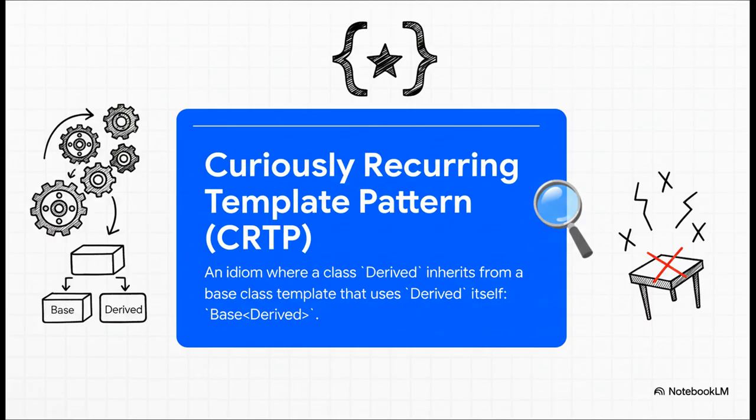All right, next up is a pattern with a famously weird name, the curiously recurring template pattern, or CRTP. Now, don't let the name intimidate you. It is a really clever trick for getting all the benefits of inheritance without any of the vtable overhead.